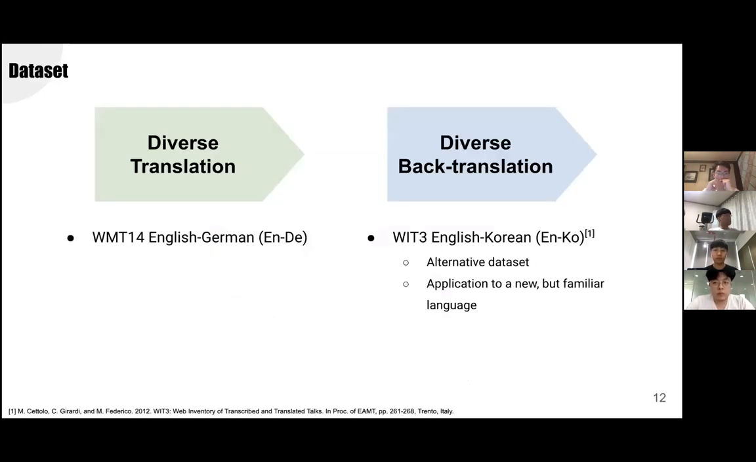We plan to use the WMT14 English to German dataset for translation. Out of many datasets used in the replication paper, we plan to only use and test a single dataset in order to save time for pre-processing and training, and thus run as many iterations as possible within the remaining time. For evaluation of back translation, we use the WIT3 English to Korean dataset. This is a dataset which was not used in the original paper, but we are using it because the original dataset used in the paper is not publicly available, and Korean is a familiar language to us.